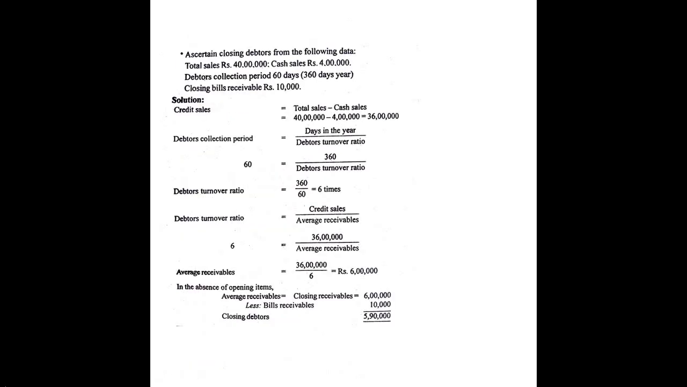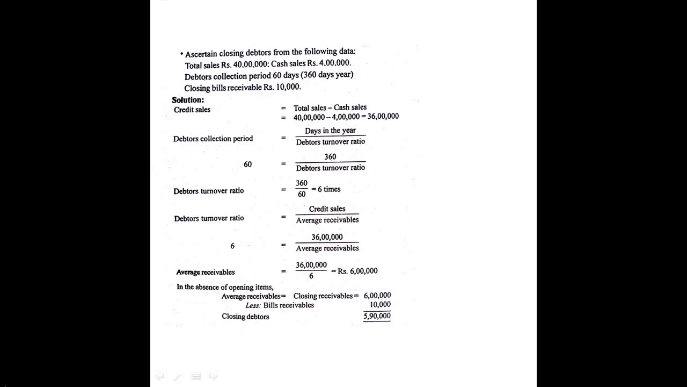Then next we move to the next problem. Ascertain closing debtors from the following data. Total sales 40 lakhs, cash sales rupees 4 lakhs, debtors collection period 60 days, within bracket 360 days in a year. Closing bills receivable rupees 10,000. First we find out credit sales. Total sales minus cash sales will get credit sales. The problem they given total sales 40 lakhs, cash sales 4 lakhs. So we get the credit sales 36 lakhs.